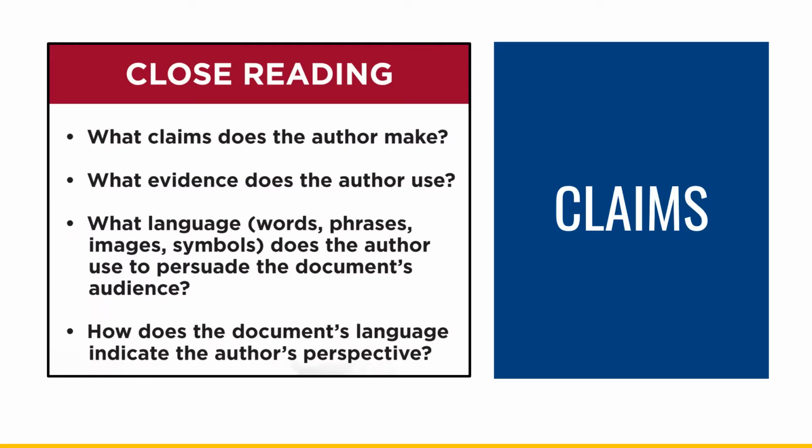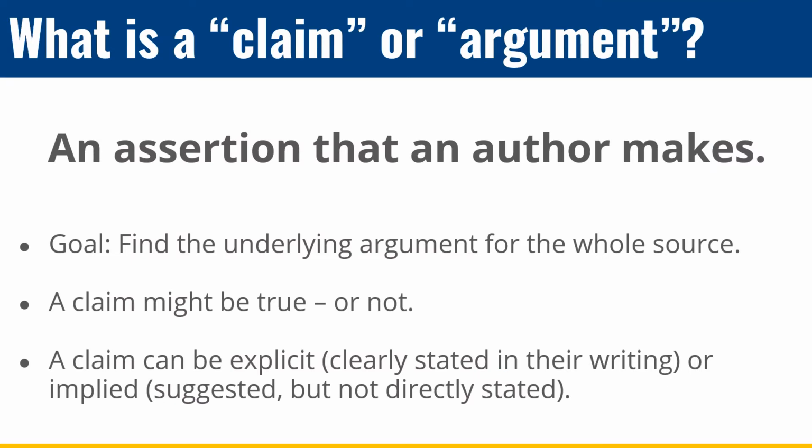The first question asks, what claims does an author make? Well, what is a claim and how can we find them? A claim or an argument is an assertion that an author makes. An author might have multiple claims through their piece of writing, but it's really helpful to figure out what the underlying argument is for the whole source, their topic sentence or thesis statement.